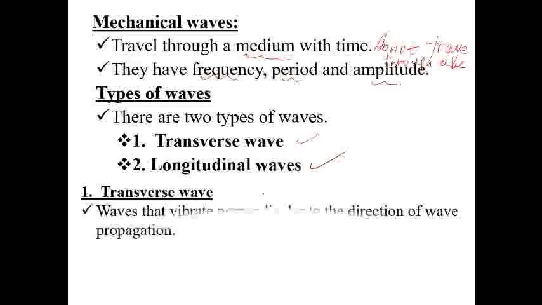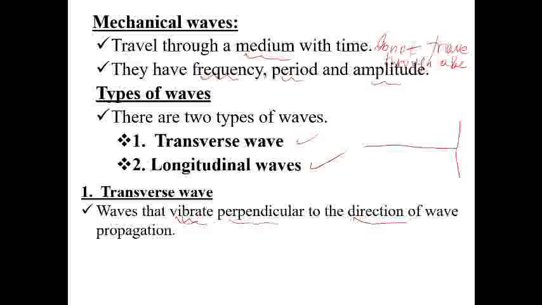Transverse waves are waves that propagate in a direction perpendicular to the direction of vibration. That means waves that vibrate and propagate perpendicularly. The perpendicular direction is between the direction of the wave propagation and the vibration. For example, let us take one example.